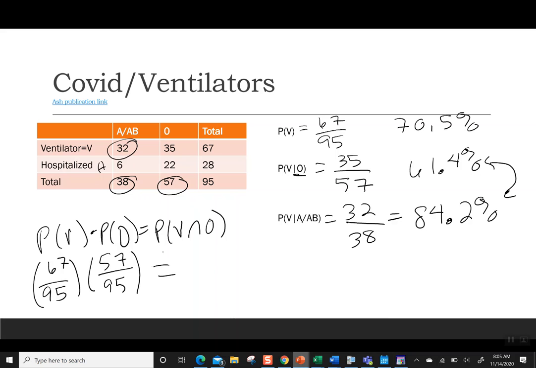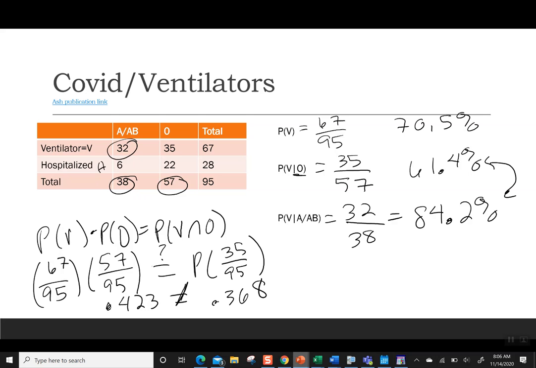And if we just kind of say, is that equal to the probability of V intersect O, which is 35 over 95? Let's check that out. So I'm going to do 67 divided by 95 times 57 divided by 95. This gives me about 0.423. And then 35 divided by 95 gives me 0.368. So this says these are not independent events, that there is some link between blood types.